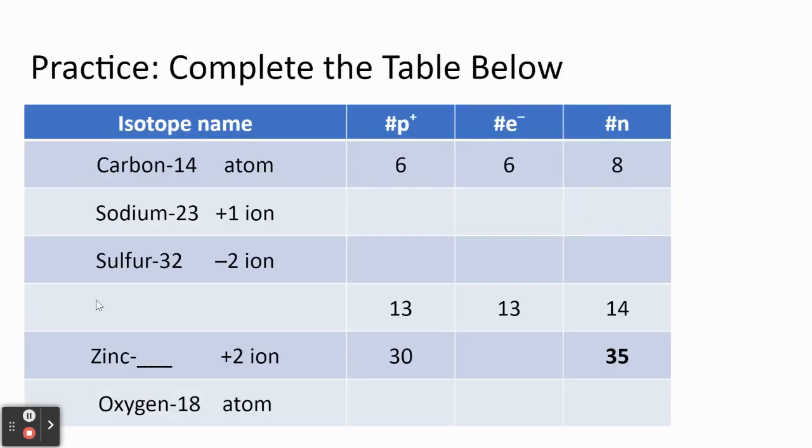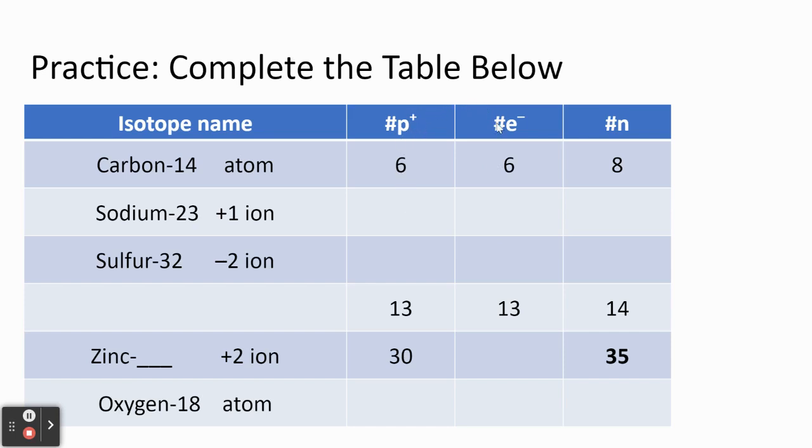Okay, so we have this table here, and we want to complete all the information. So here we're given the element carbon. This is the mass number here. So this equals the number of protons plus the number of neutrons. We're either told it's an atom, which means it's neutral, or we're told it's an ion, which has a charge. Now, the number of protons comes from the atomic number, which we get off the periodic table. And that's where these numbers come from. If atoms are neutral, the number of protons equals the number of electrons. So this column would be the same as this column.